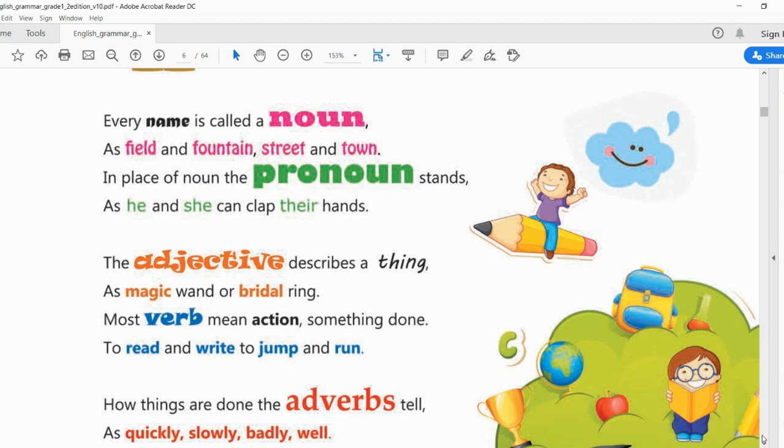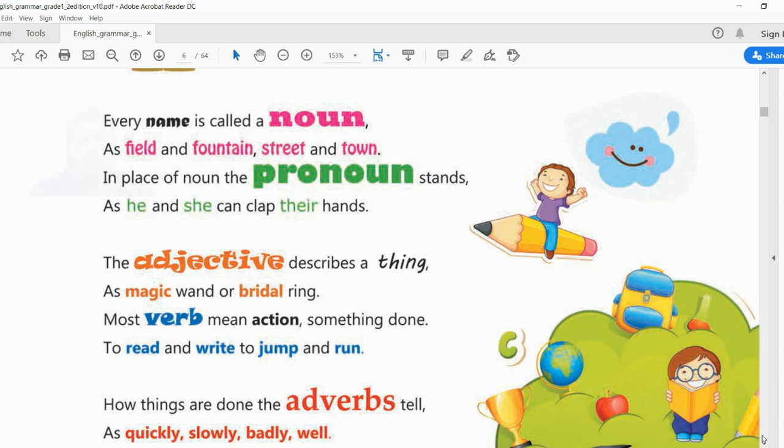Every name is called a noun, as field and fountain, street and town. In place of noun, the pronoun stands, as he and she can clap their hands. So noun is a part of speech. Every name is called a noun. Remember that every name is a noun. Some of the examples are given: street, town, okay, name of a person, place, animal, or a thing, or an idea. In place of noun, the pronoun stands, as he and she can clap their hands.